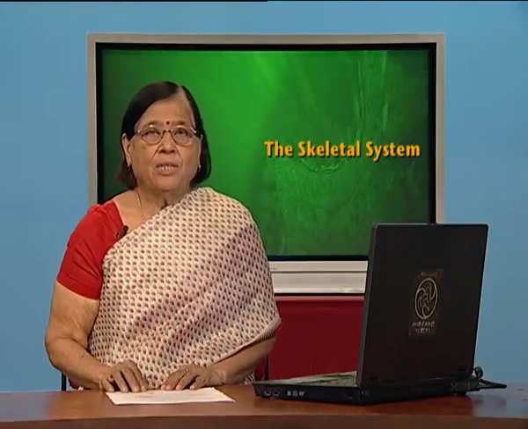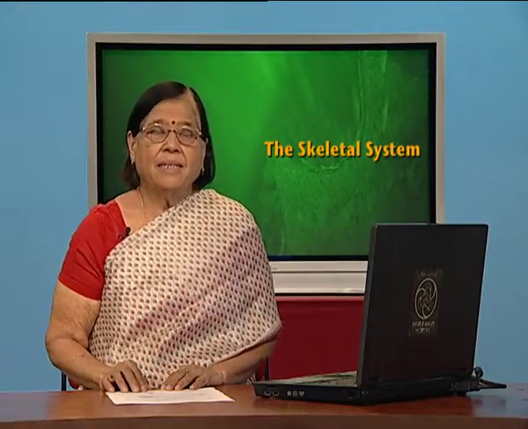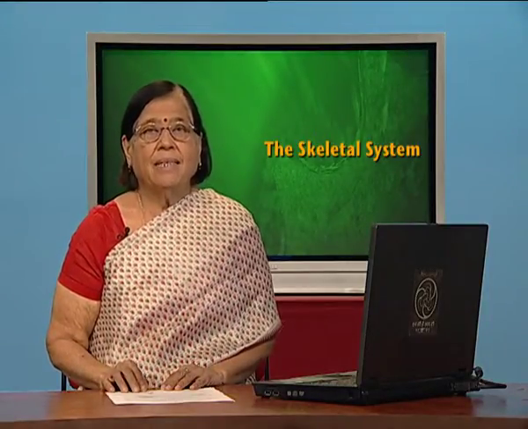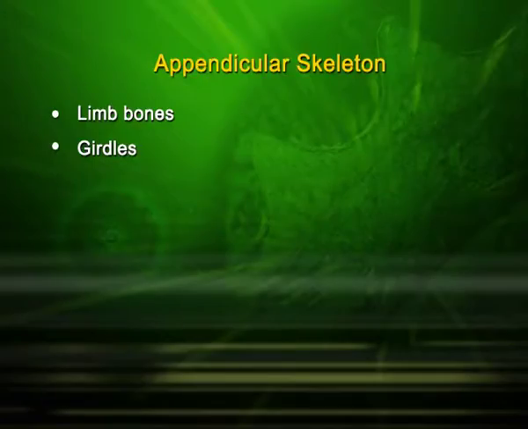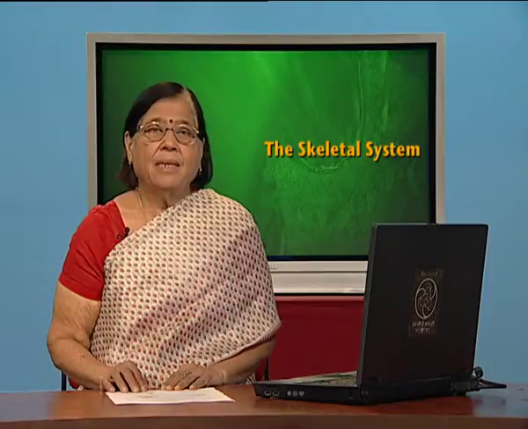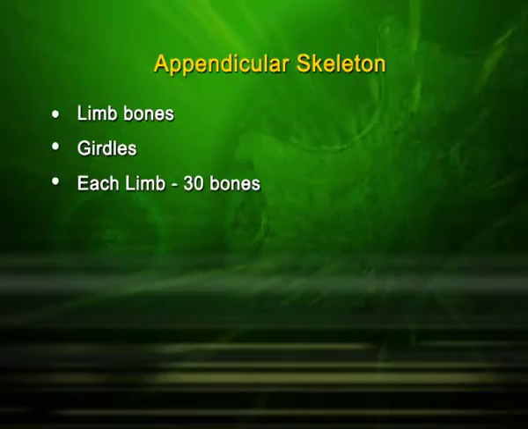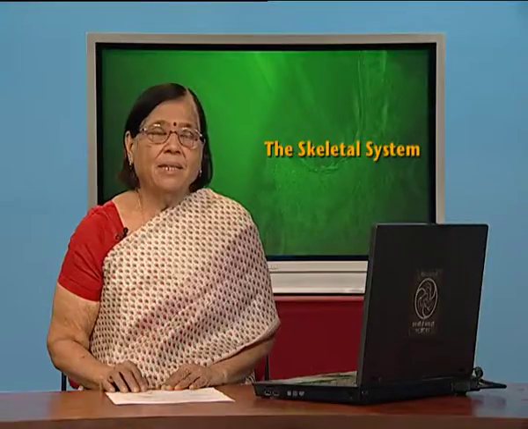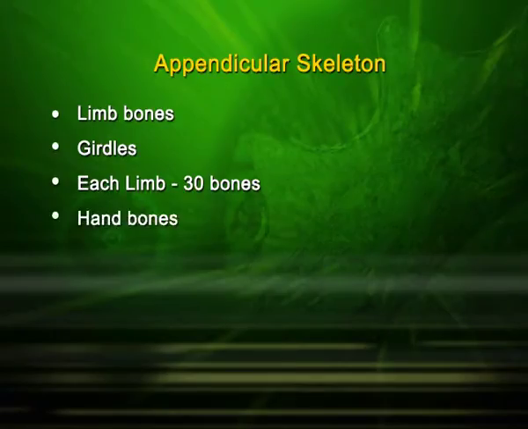Children, you have already understood that the skeleton has 2 major areas or divisions. One is the axial skeleton, which we have discussed, and the other is the appendicular skeleton. The appendicular skeleton normally involves limb bones and the girdles, and both are important. Limbs are important, and to hold limbs in our body or to connect limbs to the body, girdles are important. Each limb, forelimb or hind limb, hand or leg, has 30 bones, and their distribution is also very interesting. Let us first discuss the hand bones.